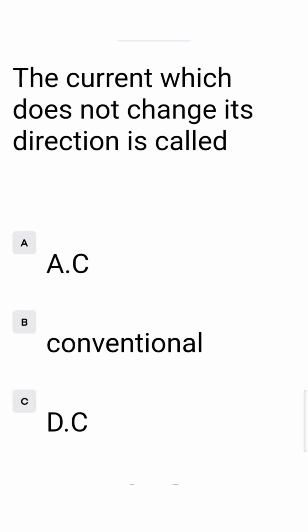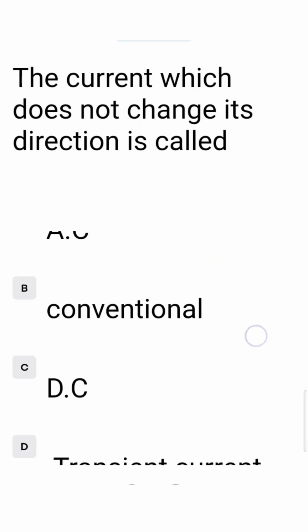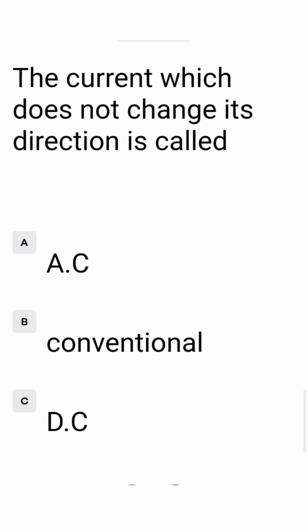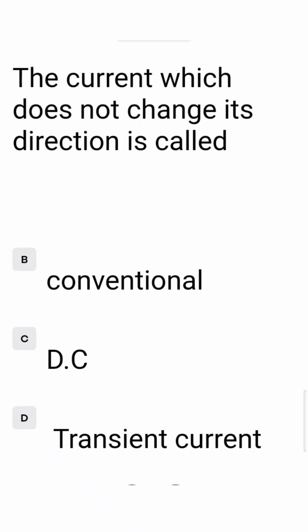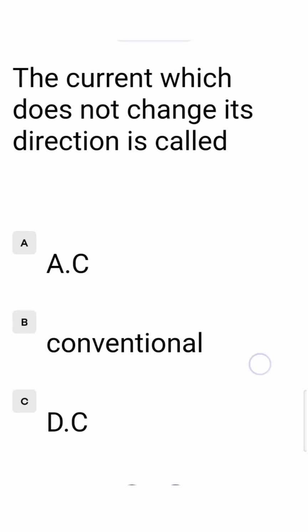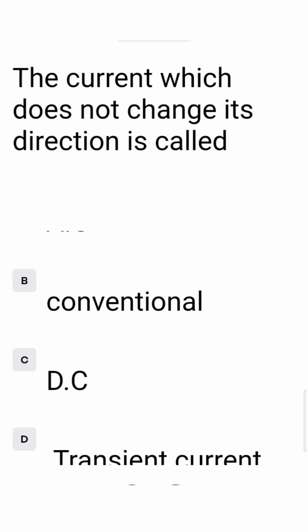The current which does not change its direction is called: option A AC, alternating current, B conventional, C DC, direct current, option D transient current. The correct answer is direct current, that is written in option C, DC. So we tick option C, DC, meaning direct current.